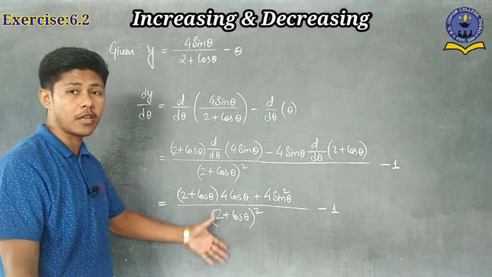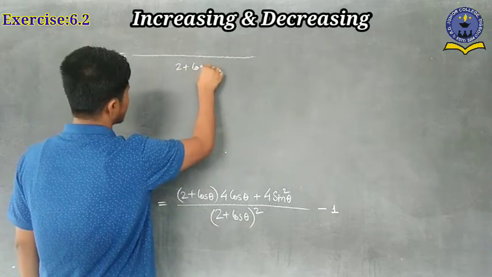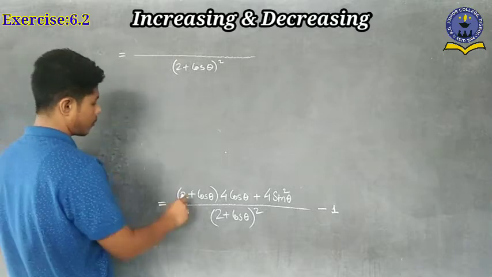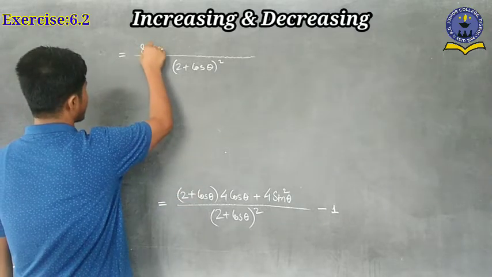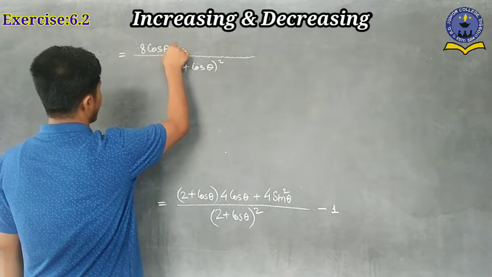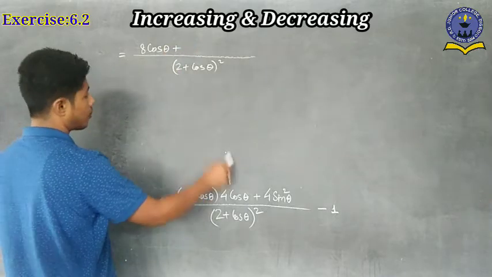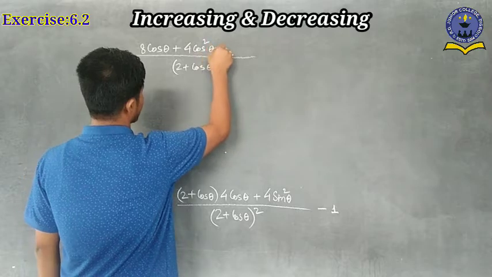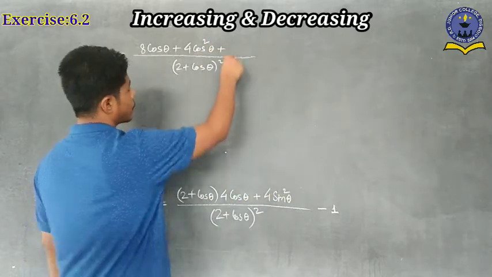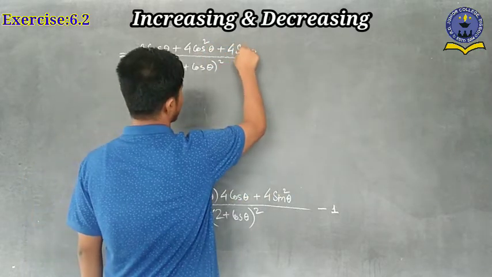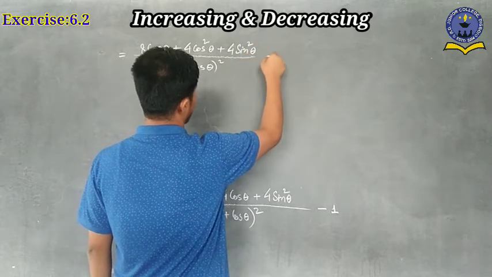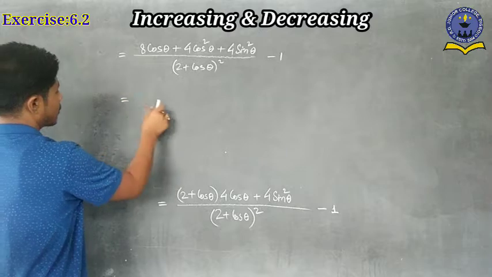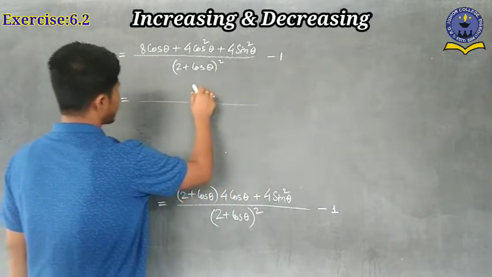So now the next step is 2 plus cos theta whole square, and in the numerator we get 2 4s are 8. That means we write 8 cos theta, and plus of this one is cos square theta, so we write 4 cos square theta, and already present 4 sin square theta, and this one is minus of 1. Is it clear?